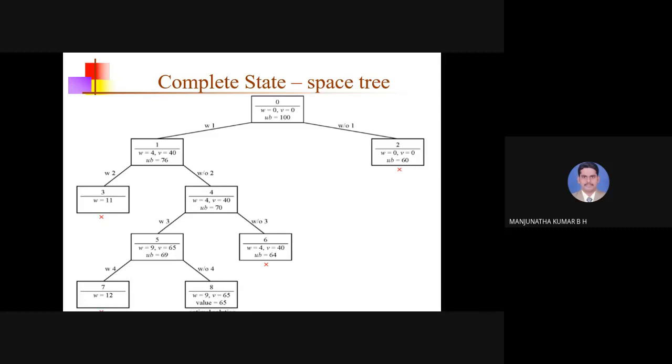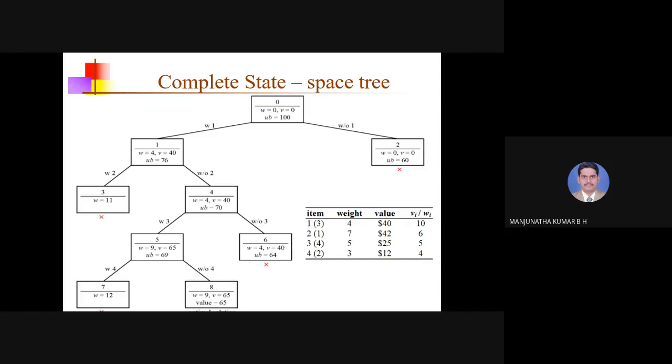It's very simple. Find the path from root to 8. Root to 8 is with 1, without 2, with 3, without 4. Okay, node 8 is reached. So two items are placed. That is item 1 and item 3 are placed. Item 2 and item 4 are not placed in the knapsack.